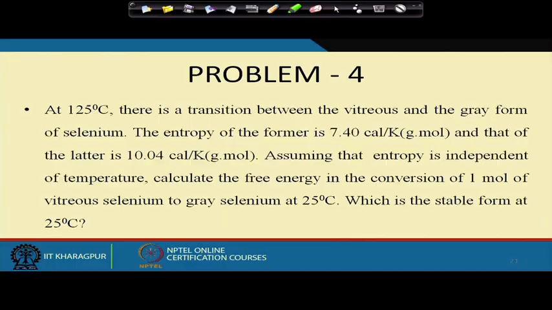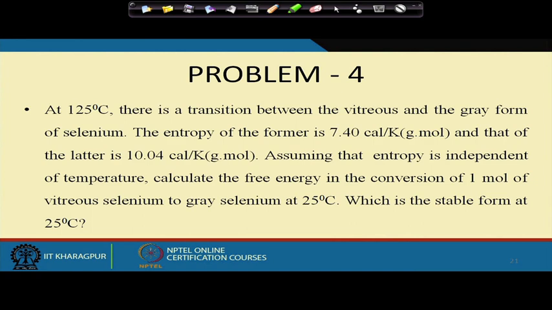You can try problems involving cubic equations of state, virial equations of state, and we will also be providing assignments to you for the same. Now, before I end, there is one more problem which I would like to do. It is not exactly on the PVT behavior of gases, but on phase equilibrium that you have already covered. What is the problem? A very interesting problem.